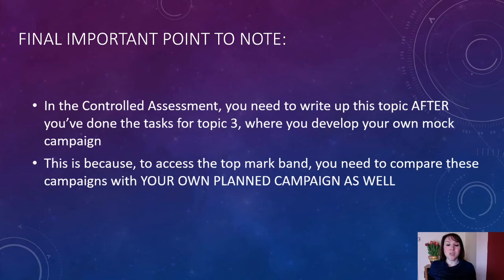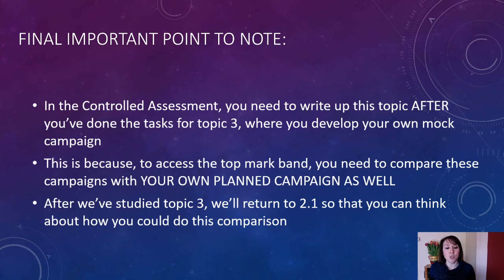So this is because to assess the top mark band, you need to compare these campaigns to your own planned campaign as well. So you have to actually do your campaign first in order to be able to compare. After we've studied topic 3, we'll return to 2.1 so that you can think about how you can do this comparison. So once we'd done your campaign and we'd gone through your campaign, etc., and how to design a campaign, if you remember, we then went back and had a look at how you would then link it to the 4 that we've done.